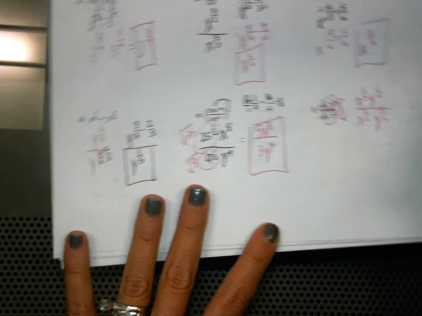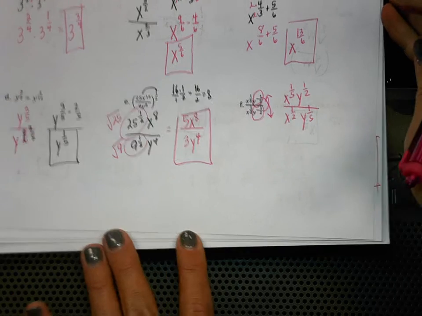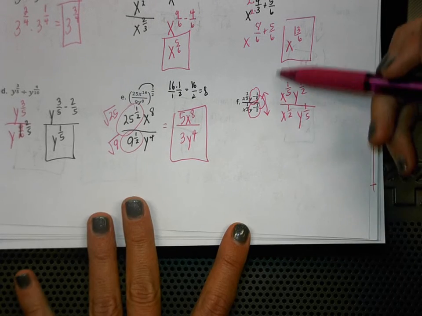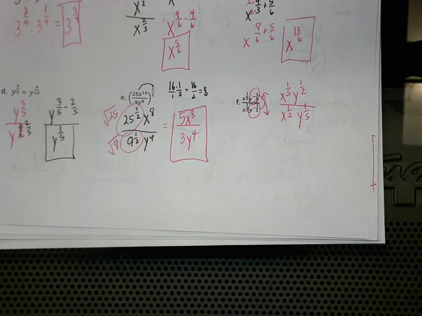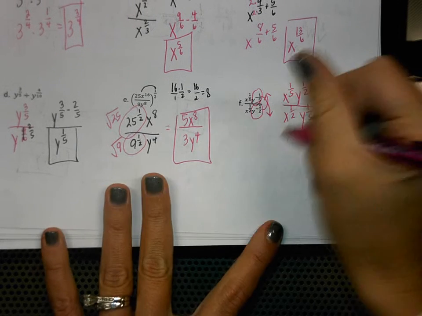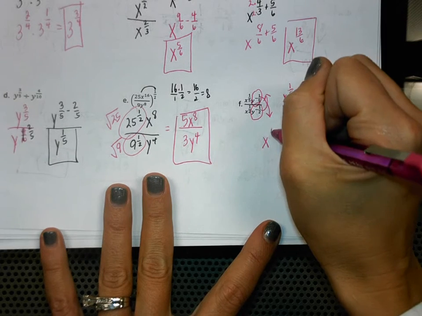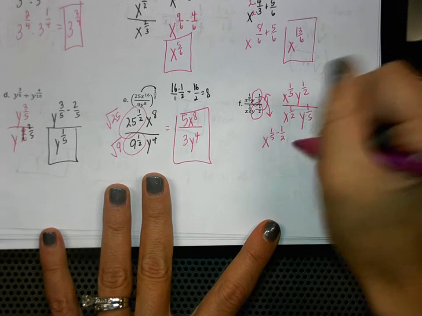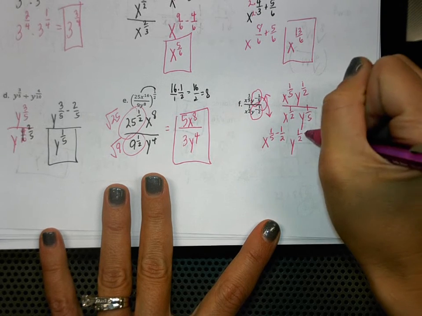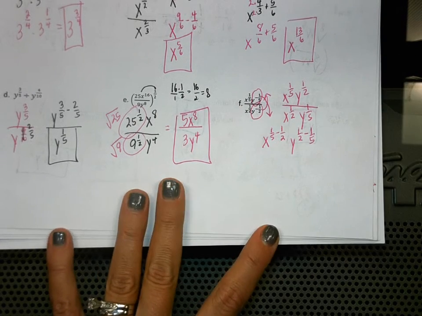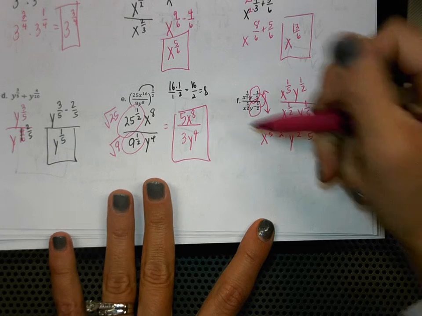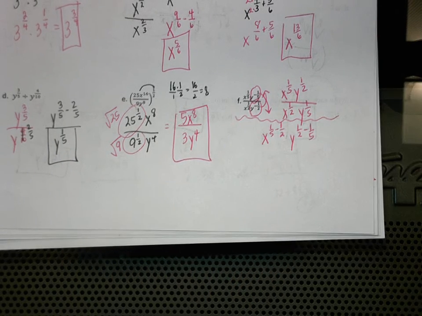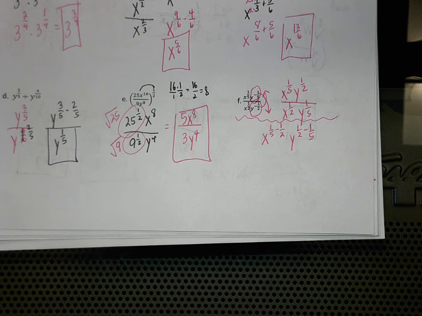Okay. So far, so good? Okay, so now the x's get to go together because they have to have the same base, right? And the y's get to go together. So let's write this out. And what I mean is that we're going to go x to the 1/5 minus 1/2. Okay? And then y to the 1/2 minus 1/5. Are there questions to that point right there? Okay, what do I need to do now?